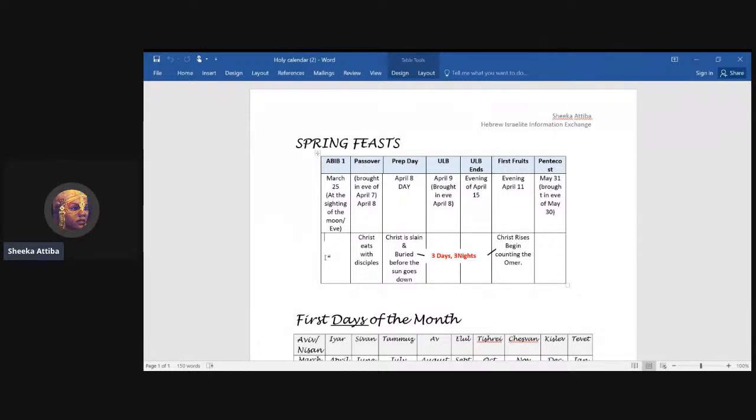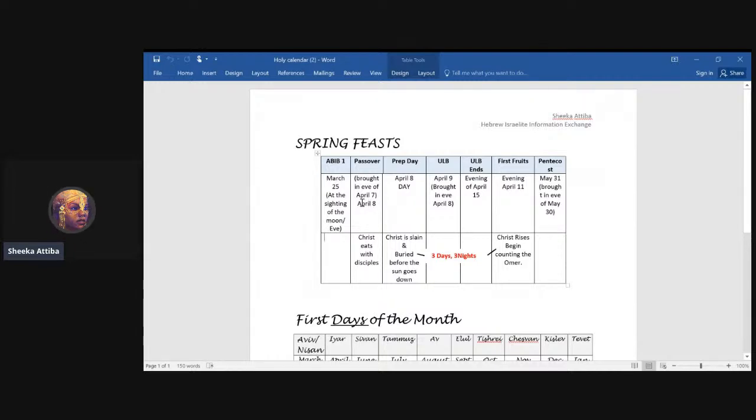So then 14 days later, you count 14 days from your first day. And I only counted the day portions. That kind of just helped me to count how many days it needs to be. Okay. And so that got me to April 8th right here. And it's brought in the evening of April 7th. Okay.